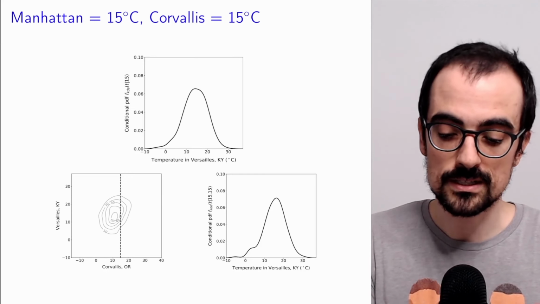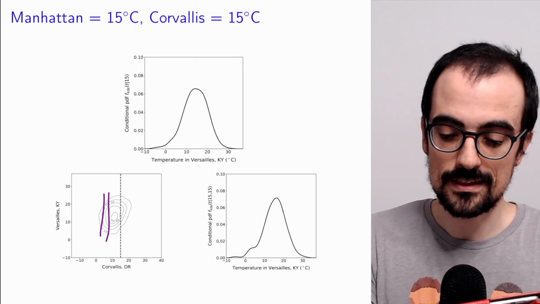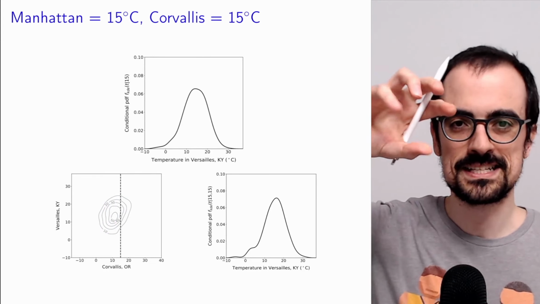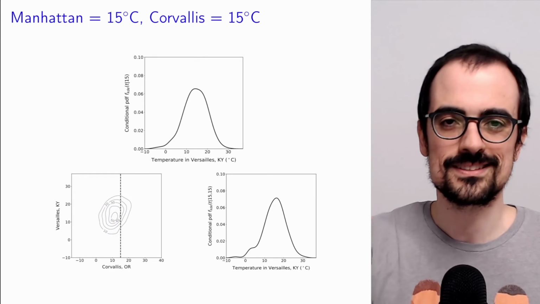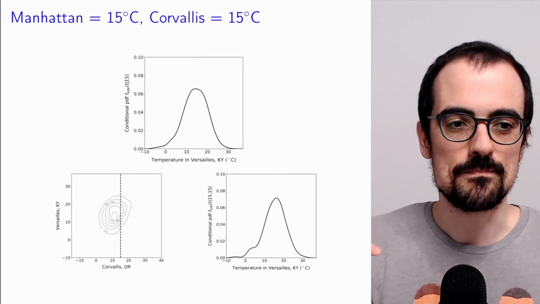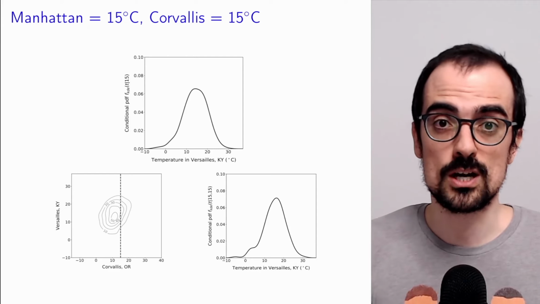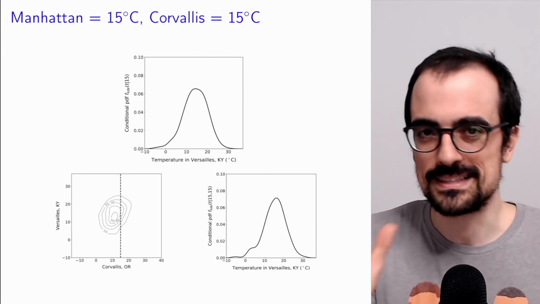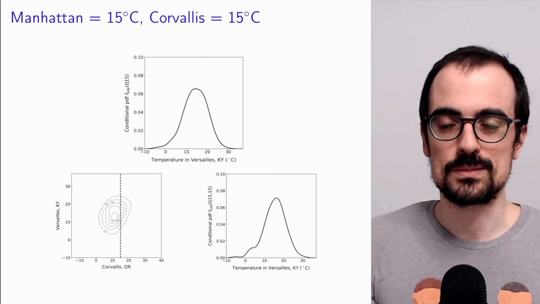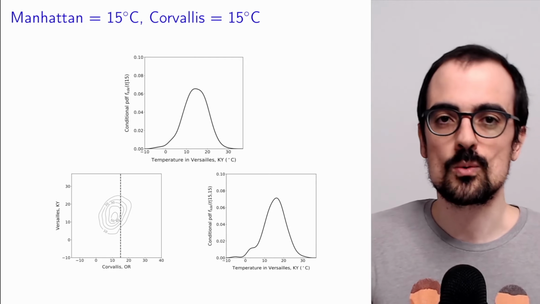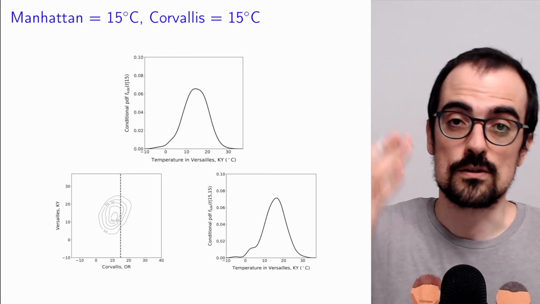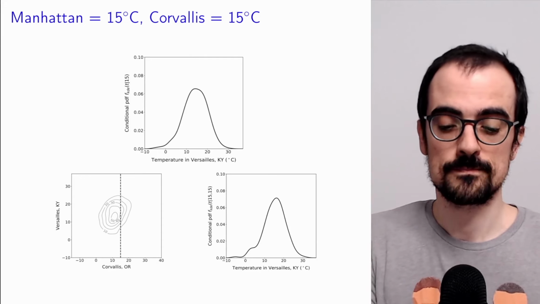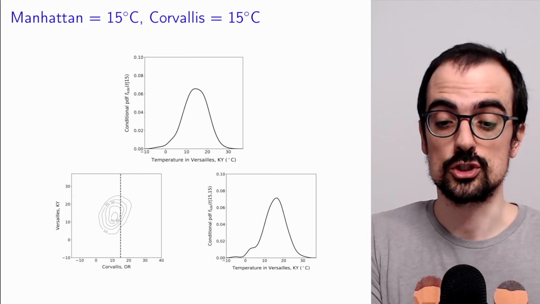And you see why: when we're slicing like this, because of the shape of the joint PDF, which is not a circle but is approaching a circle, those slices are actually very similar once you renormalize them. So this indicates that there is some independence in here. We'll make that a bit more precise in a moment, or maybe I can just give it away. It seems that Corvallis and Versailles are conditionally independent if we know Manhattan. And this is reflected in the conditional joint density.